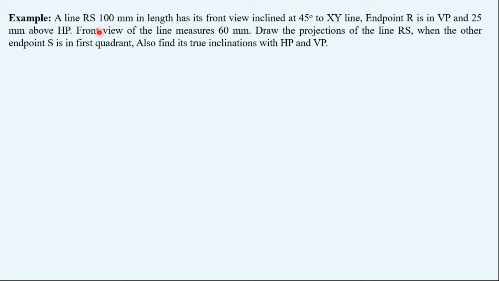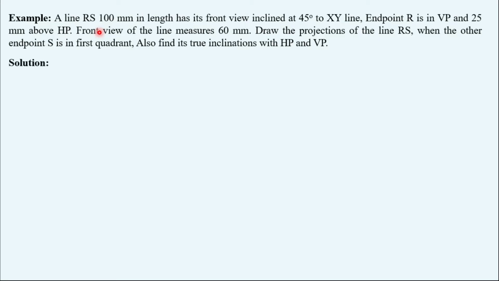A line RS 100 mm in length has its front view inclined at 45 degrees to XY line. Endpoint R is in VP and 25 mm above HP. Front view of the line measures 60 mm. Draw the projections of the line RS when the other endpoint S is in the first quadrant. Also find its true inclination with HP and VP.